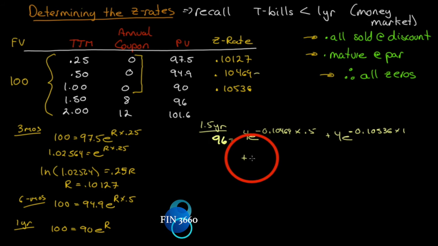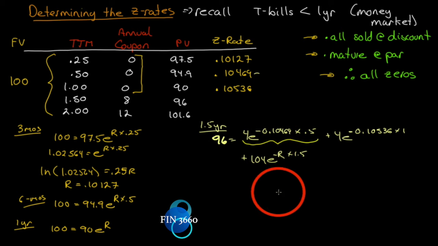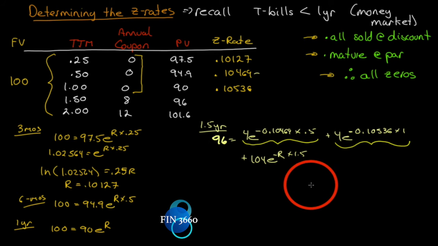Plus we're going to get $104 in a year and a half from now, and we're going to want to discount that at the 1.5 year spot rate, which we do not know. So there is the variable we're trying to solve for. We make that R times 1.5. Well, you can use a calculator to solve for that.